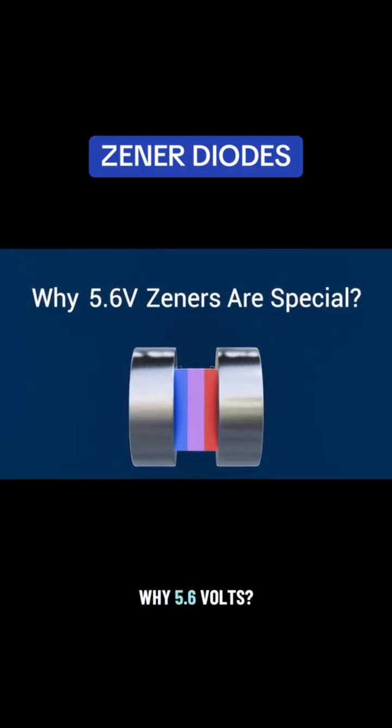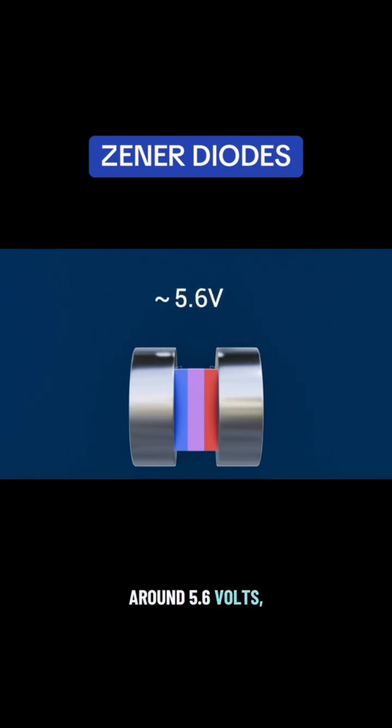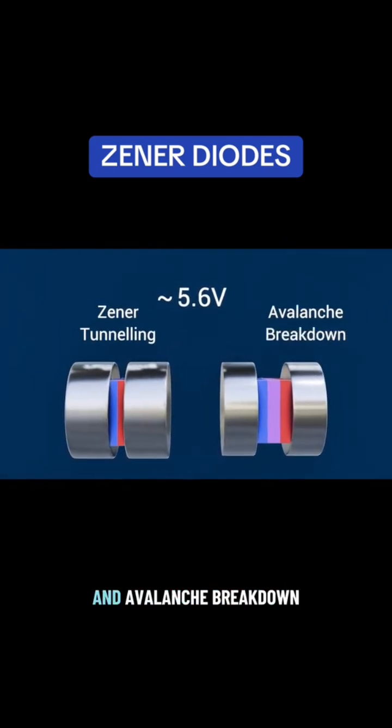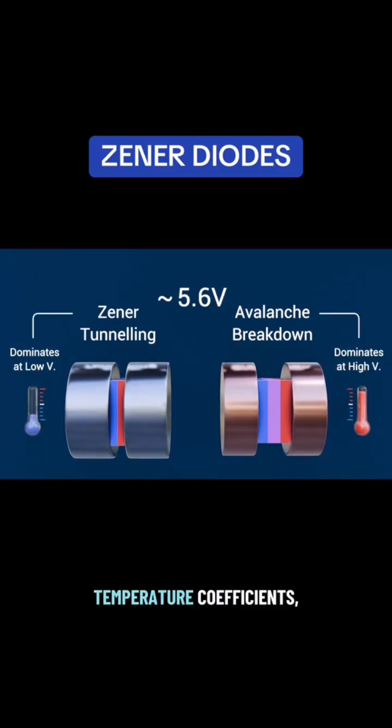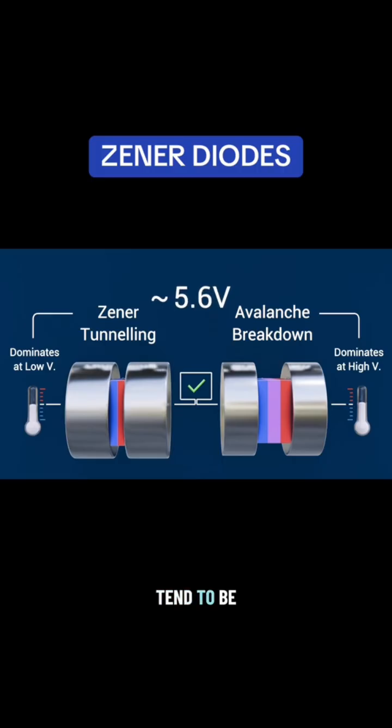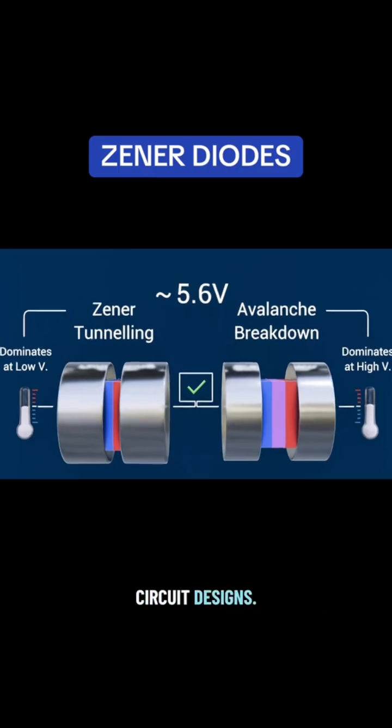Why 5.6 volt Zeners are special? Around 5.6 volts, both Zener tunneling and avalanche breakdown can occur simultaneously. Because the two mechanisms have opposing temperature coefficients, their temperature effects can partially cancel out. As a result, Zener diodes with breakdown voltages near 5.6 volts tend to be especially temperature stable, which is why they're so commonly used in practical circuit designs.